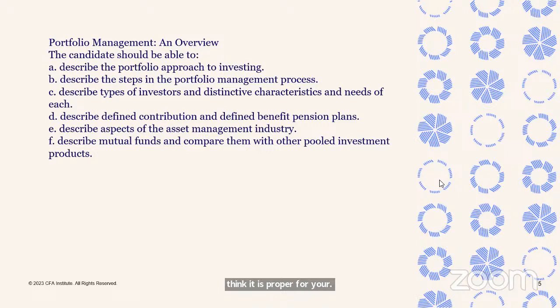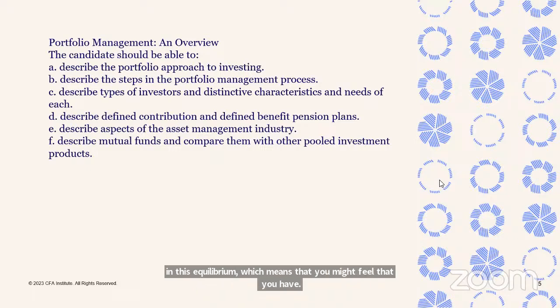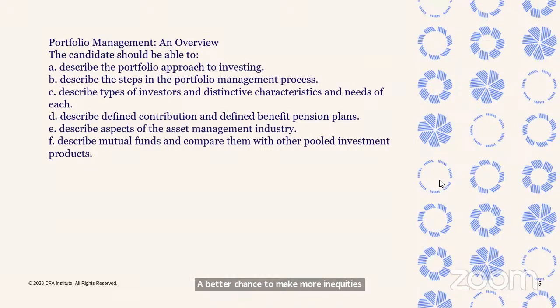Like we said, 60-40. But there are sometimes where the market would be in disequilibrium, which means that you might feel that you have a better chance to make more in equities than fixed income. You can decide to tweak your allocation from 60-40 to say 70-30 or 80-20, just for the short run to be able to make the best of what you have, and then you go back to your 60-40. That is what we call the tactical asset allocation. You move from your strategic to tactical and go back to your strategic.